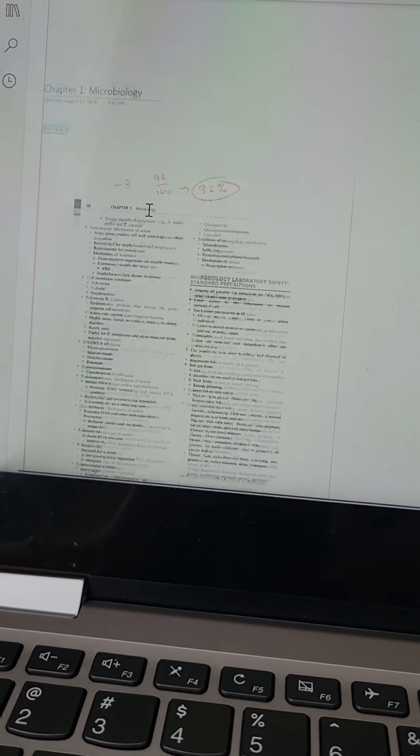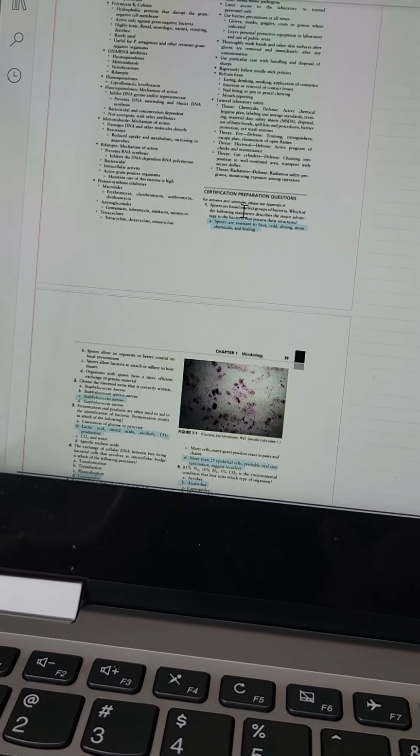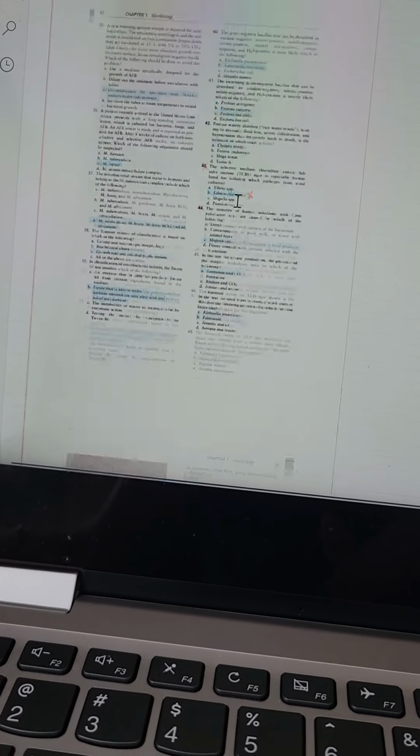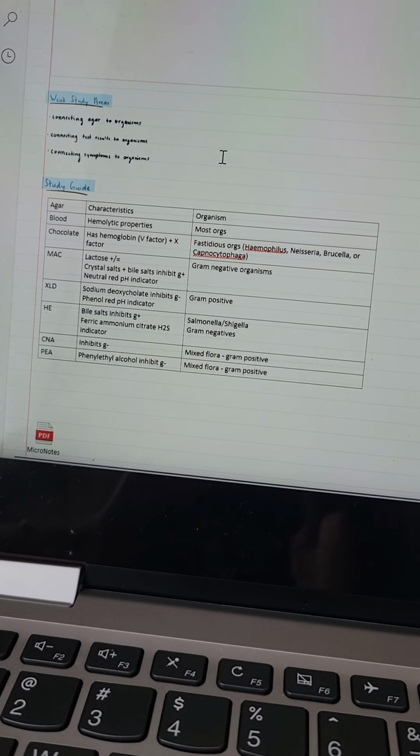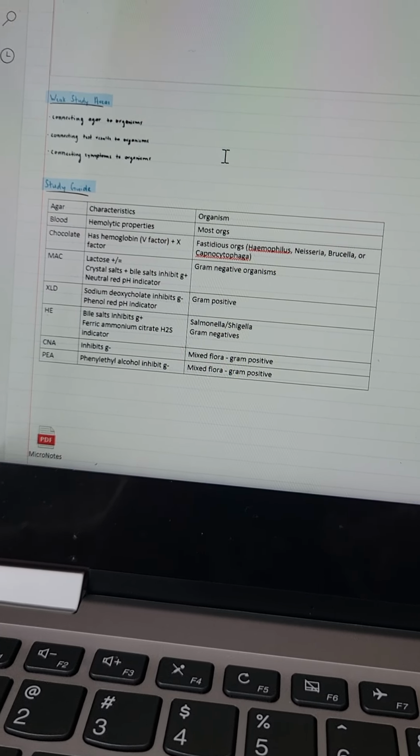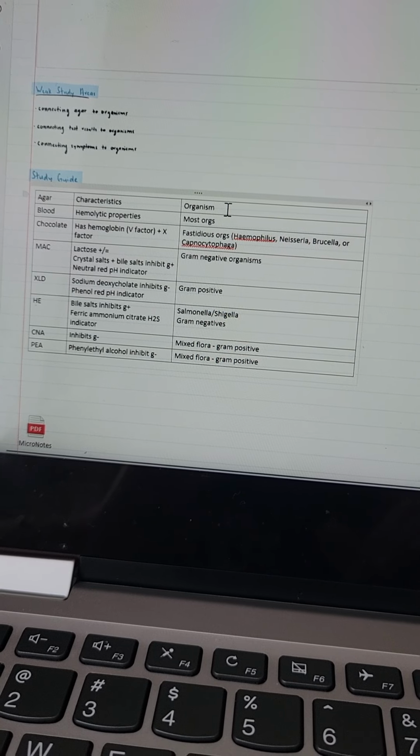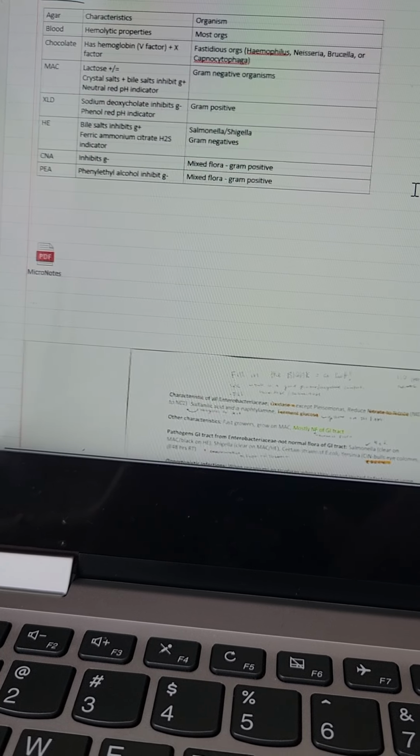Let me go to the top. So this is my pre-quiz. My corrections in there. For this one, I believe my main focus was making sure I knew all the diseases, connecting them to the test results and the organisms. And so I have a little table about the different types of agars that we can use.